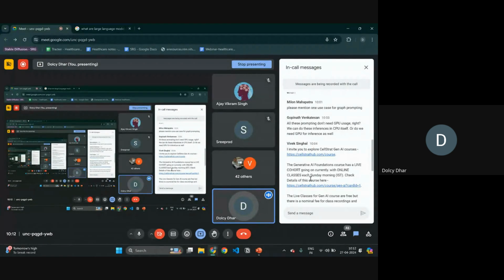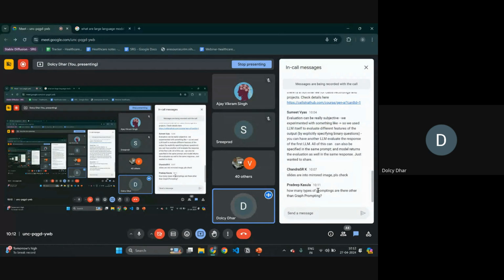All these prompting techniques don't need GPU usage, right? Yeah, we can do it locally, because you are not changing the model weights, and in most cases, if you're calling these large language models, you make an API call. So yeah, you can do prompting locally. No need for GPU usage and all that.